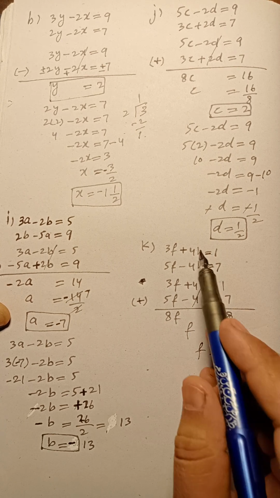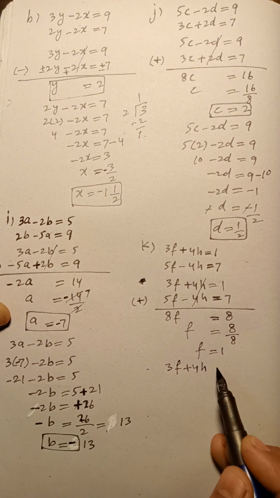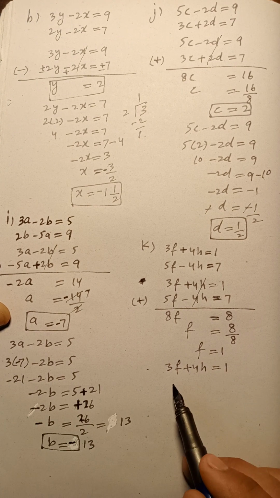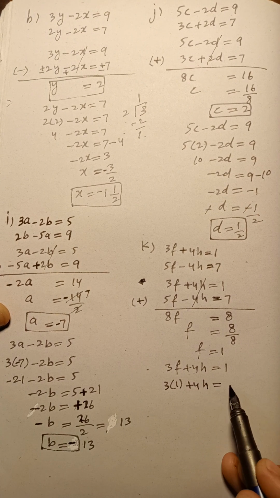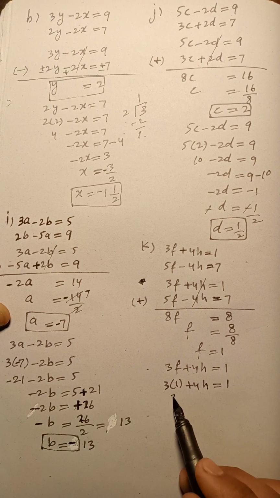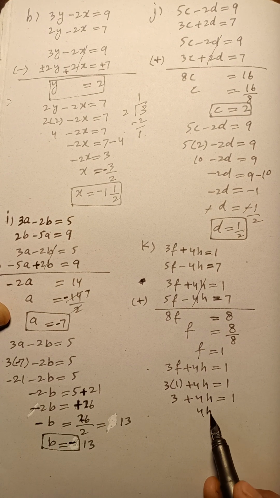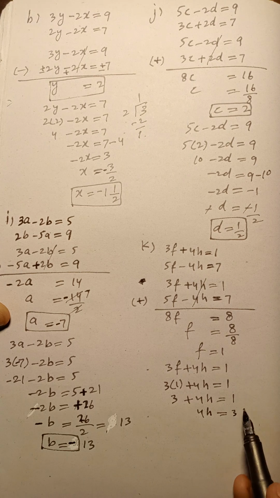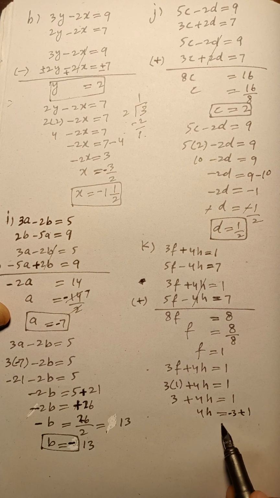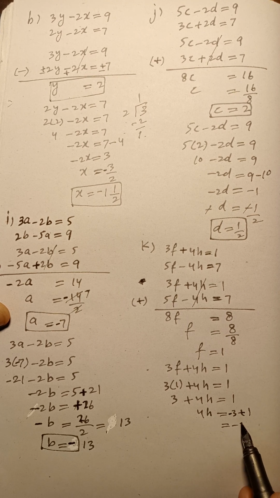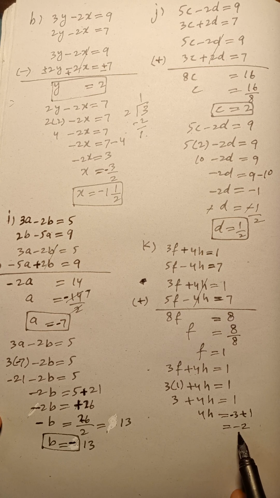F is equal to 1, and carry any equation. 3f plus 4h is equal to 1. Write f is equal to 1 here, plus 4h is equal to 1. Now 3 plus 4h is equal to 1. Carry this 3 on the other side, it will become minus, and plus 1 here. After subtracting, minus 2. Opposite signs, so I subtracted and wrote the sign of the bigger term.